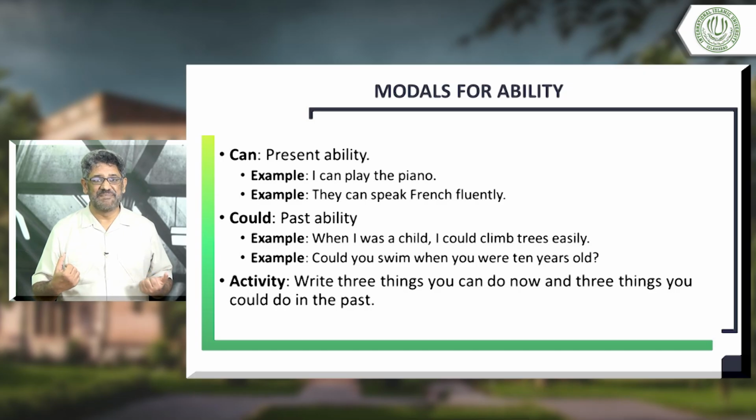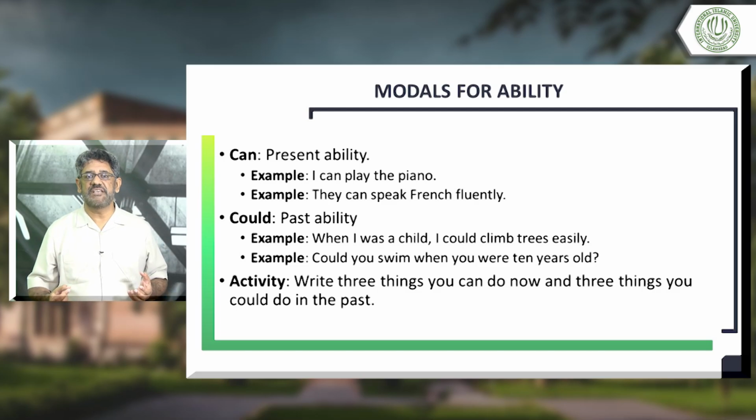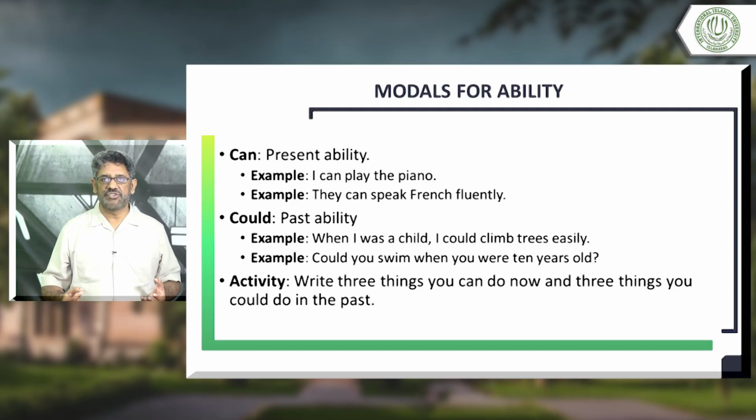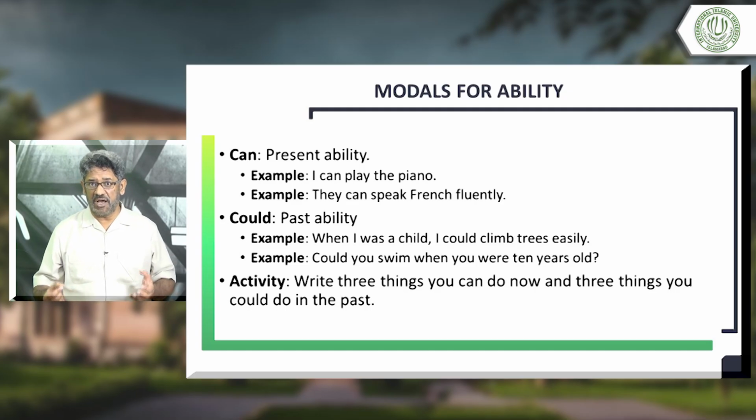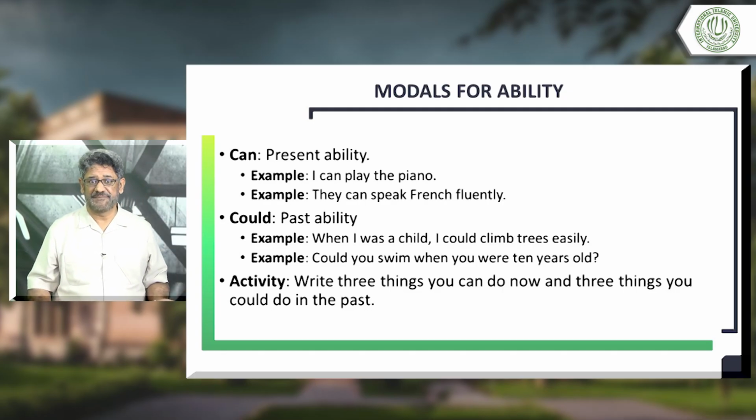Let's go to the past ability. Could, past ability. Example, when I was a child, I could climb trees easily. So now I cannot climb trees. When I was a child, I could climb trees easily. I'm talking about my past ability. Now I'm old. I can't do that anymore.